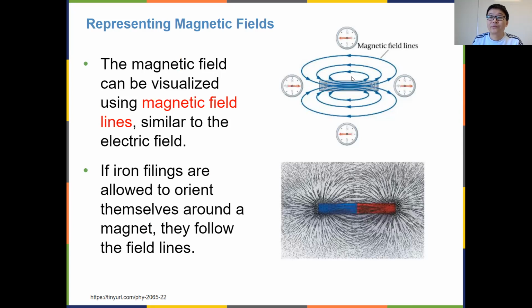On the other hand, the electric field lines are not, right? If you have a positive charge and a negative charge, then it always goes from positive charge to negative charge. It doesn't go back. But for magnetic field lines, they are closed loops. So that's a little bit different here.